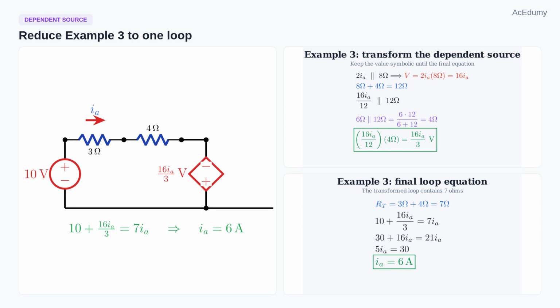After one more transformation, the circuit is a single loop with 3 ohms plus 4 ohms, so 7 ohms total, and a dependent source of 16 IA over 3 volts. KVL gives 10 volts plus 16 IA over 3 equals 7 IA. Multiplying by 3 gives 30 plus 16 IA equals 21 IA. Therefore, 5 IA equals 30 and IA equals 6 amperes.